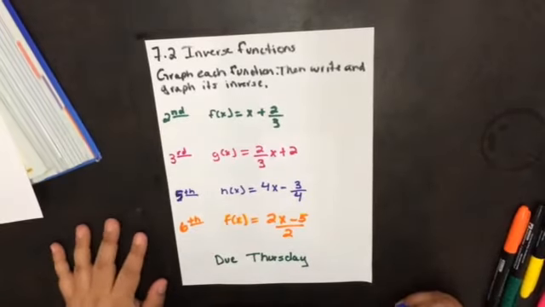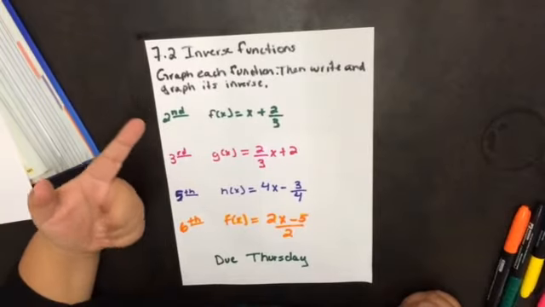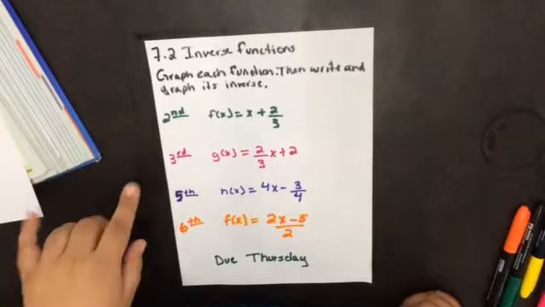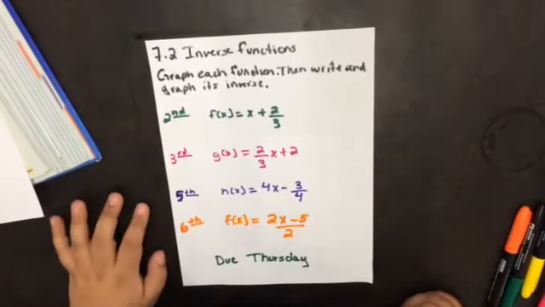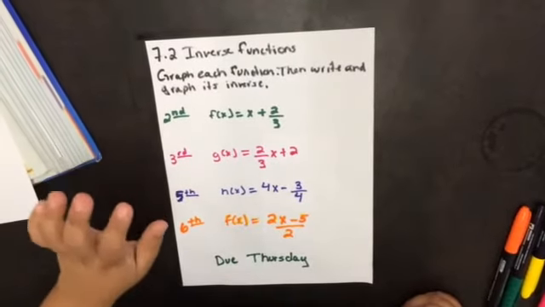7.2 Inverses of relations and functions. So what you have to do, you have to graph each function, then write and graph its inverse. So for second period, you're doing f of x equals (x plus 2) over 3, and you need to do it in a green color or color pencil.